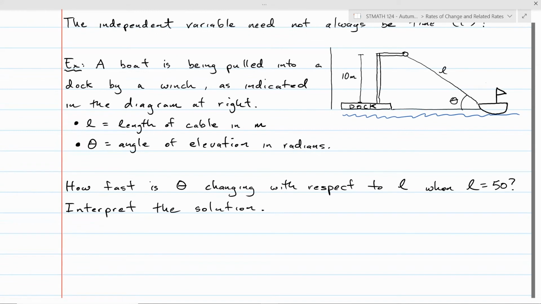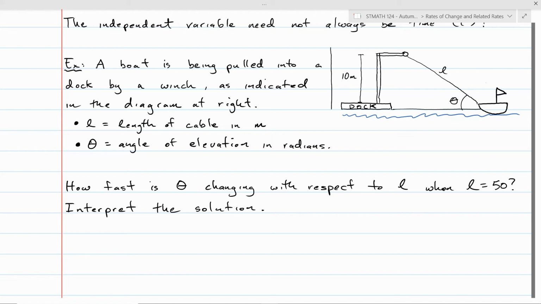In this particular example, you got a boat. Maybe it broke down or something, and it's being pulled into the dock using a rope attached to a winch, as indicated in the picture there on the right. And in that diagram, I'm labeling the length of the rope from the winch to the boat by L for length. And theta is the angle of elevation going from the front of the boat up to the winch. Now clearly, as that boat gets pulled into shore, that angle theta starts to increase, right? It'll start to become close to 90 degrees as the boat gets close to the dock. And when the boat's far away, the angle will be small, close to zero.